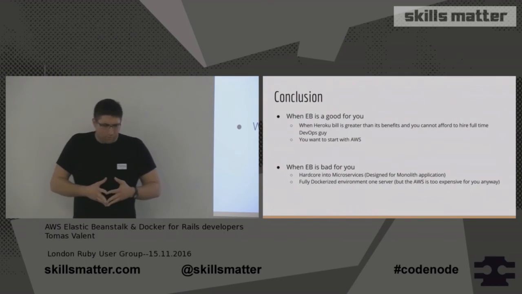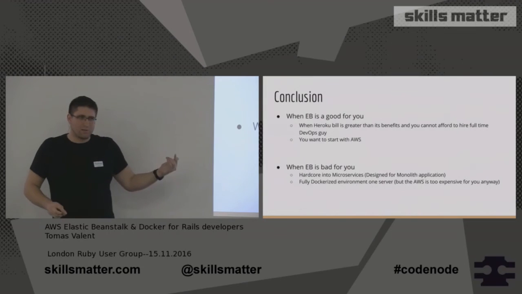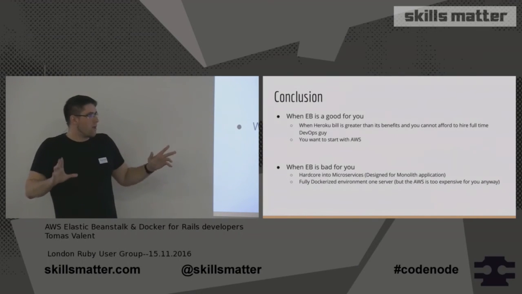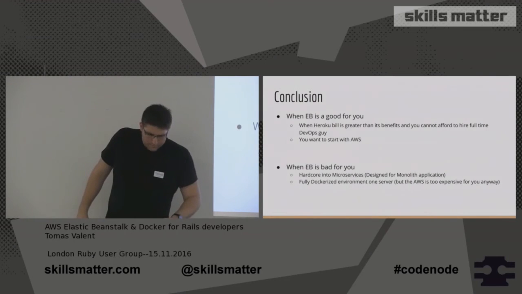Also, if you want to go into AWS and learn more about their products, Elastic Beanstalk would be the best place to start. Because a lot of stuff is pre-configured for you, you will just tweak the configuration, figure out what is what, and from there you can move to more advanced products like OpsWorks.